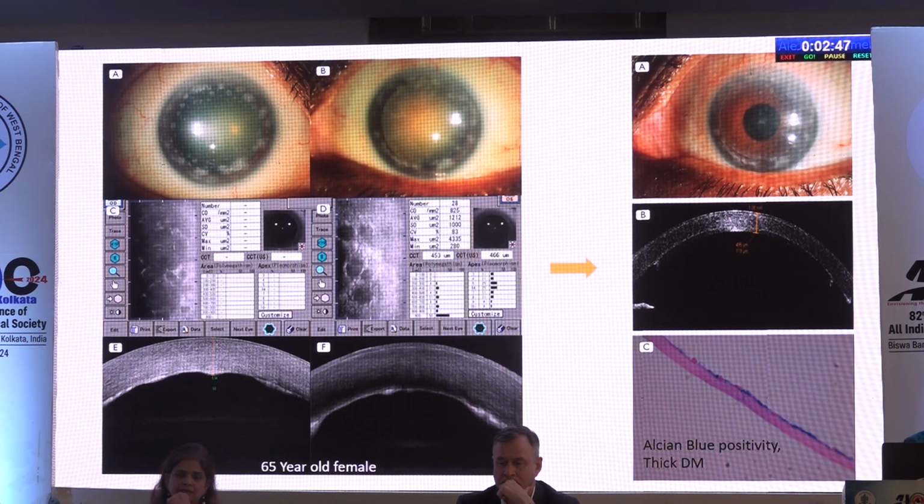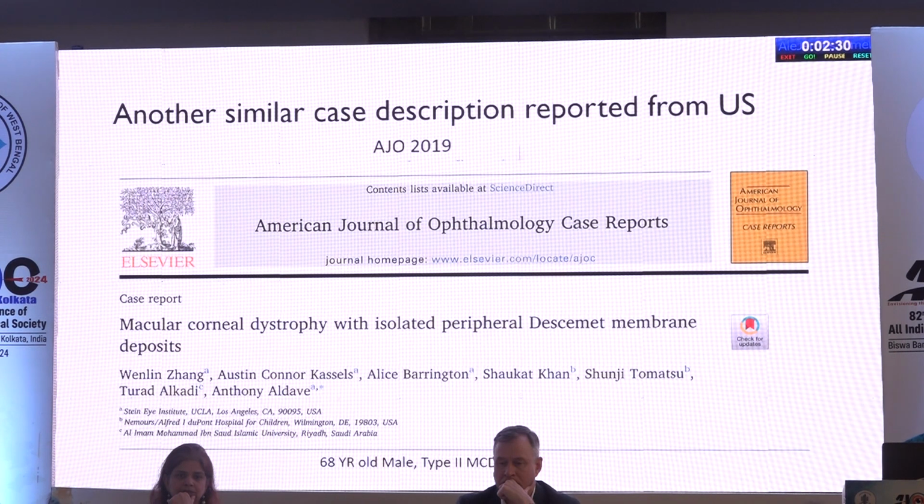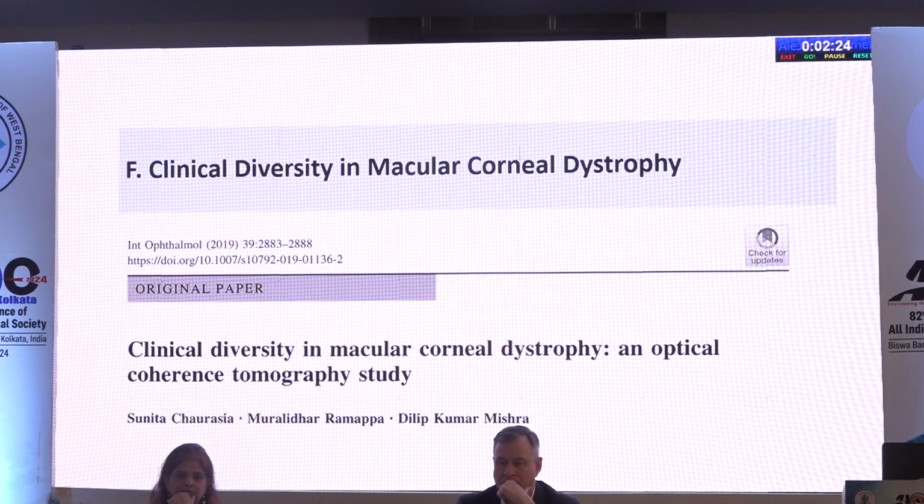As we see in the Descemet's membrane of the OCT pictures, the DM is grossly thinned down. Primarily the deposits are in the peripheral region, and the central cornea shows bowing. This particular patient was managed not with DALK, not with PK, but with DSEK. Another similar description has been reported from a case in the US by David Gruber, where similar kind of findings were noted in a case of macular dystrophy.